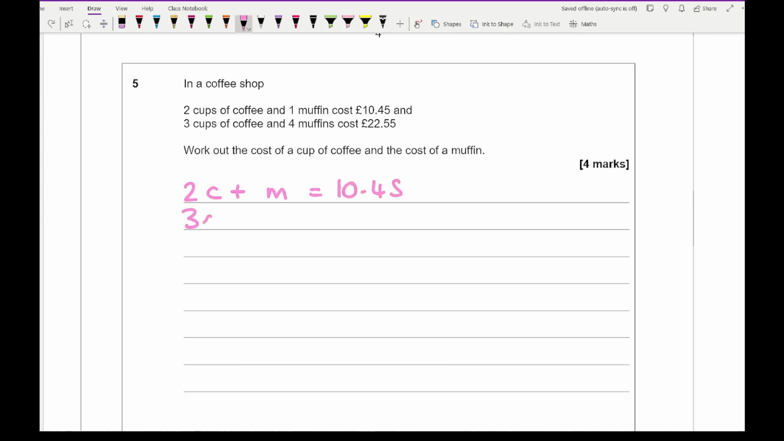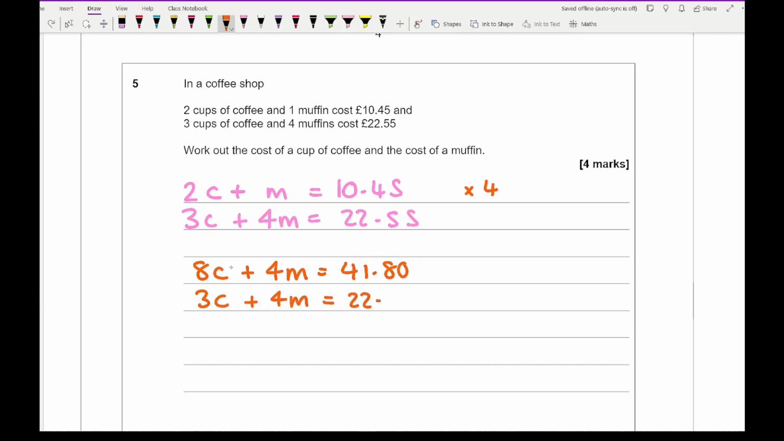And we've got 3c + 4m = £22.55. So again, what I want to do is make the m's or the c's the same. I can notice that if I make the m's the same, I need to multiply this one by 4. So I've got 4 times 2c, which is 8c, plus 4m, and then 4 times £10.45 is going to be £41.80. And then if I write the second order, 3c + 4m = £22.55.